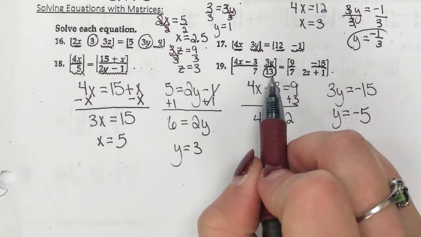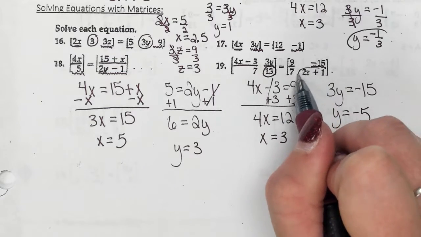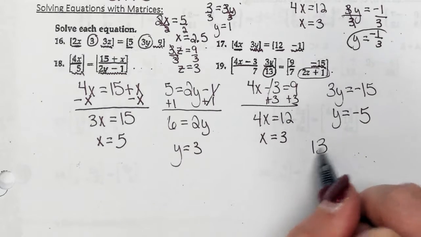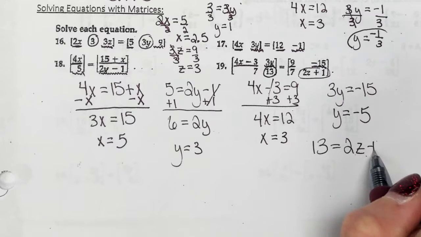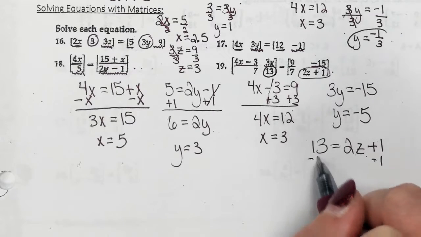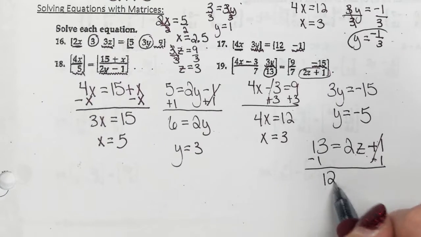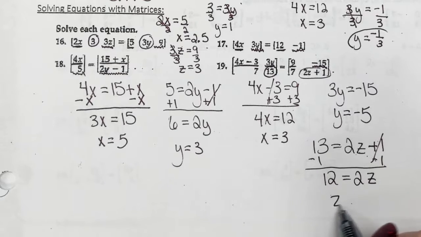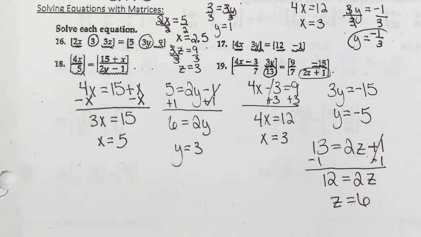All right, so we've got 13 equals what? 2z plus 1. Perfect. Get 12 equals 2z, divide. Perfect. Are y'all okay with this stuff? This is just the very basic beginning of computer programming. That's all you do with matrices, okay?